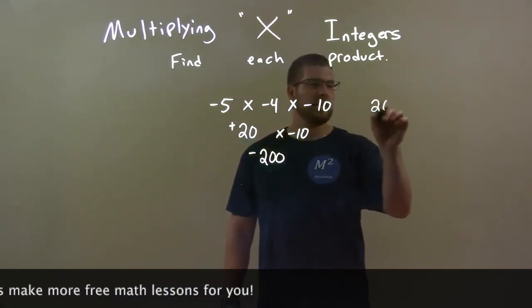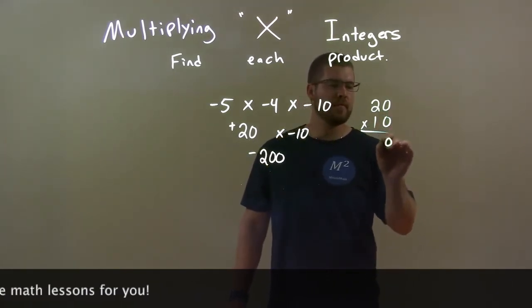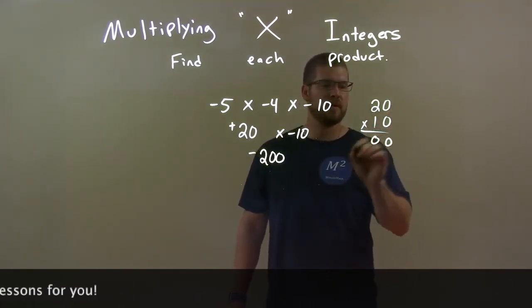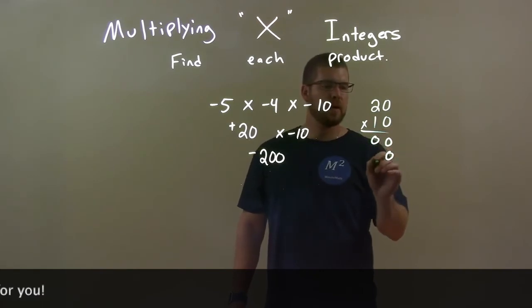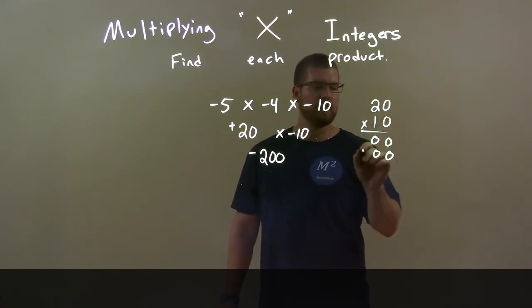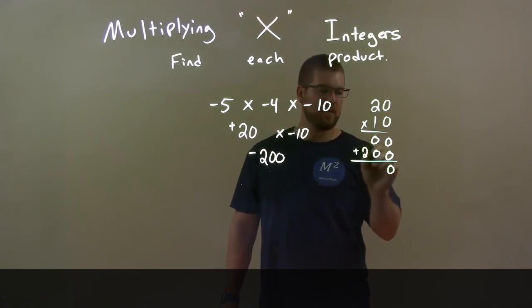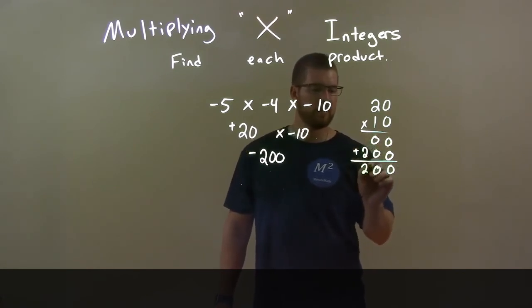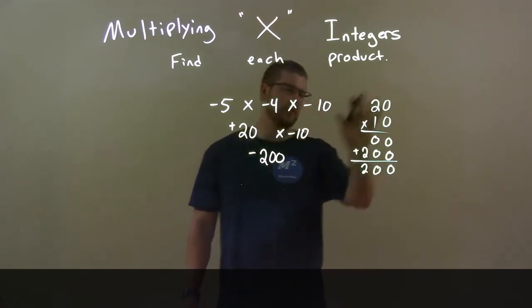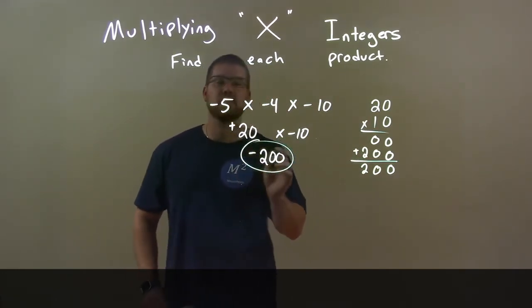Now if you want to see it in the standard way, 20 times 10, like this. 0 times 0, 0. 0 times this 2 is 0. Place value here for the ones now. Our tens position. 1 times 0 is 0. 1 times 2 is 2. Add them down. 0 and 0. 0 plus 0 is 0. 2 plus nothing is 2. 200. Okay? Just so you can see it that way. So again, like I showed here, final answer is negative 200.